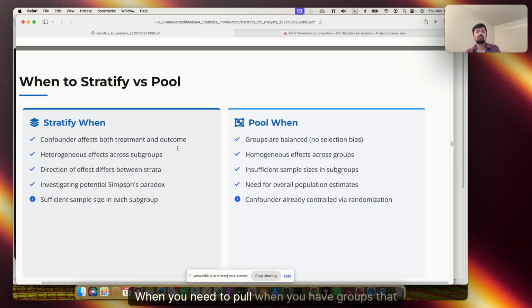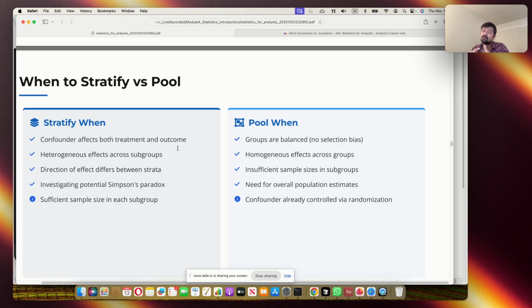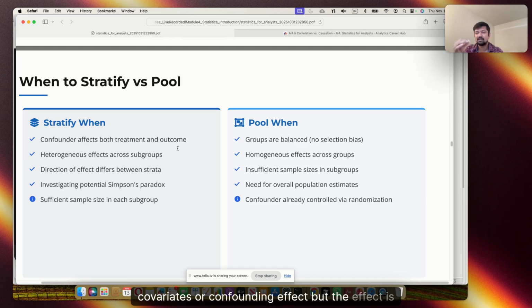When do you need to pool? When you have groups that are balanced, no selection bias, when you have a homogeneous effect across groups, you can combine them. When there is insufficient sample size in the subgroups, you can combine them, or when you need an overall population estimate, then you need to combine them. But when there is a covariate or confounding effect, but the effect is not that much, you can correct it and combine again.